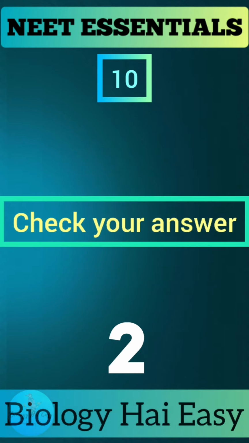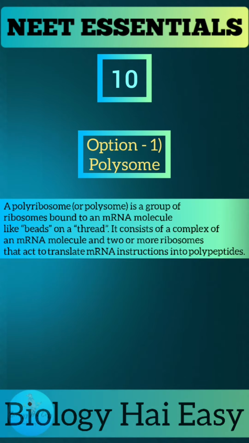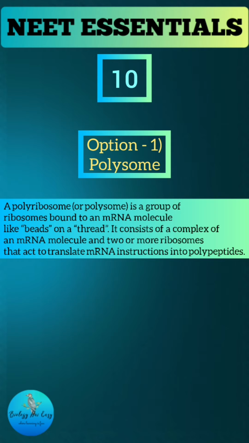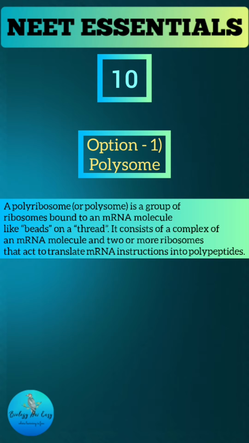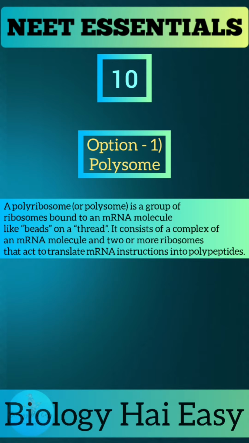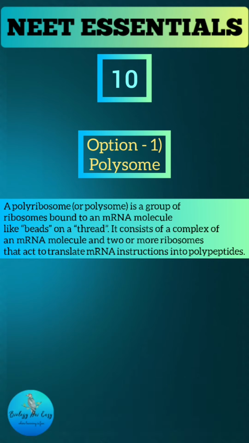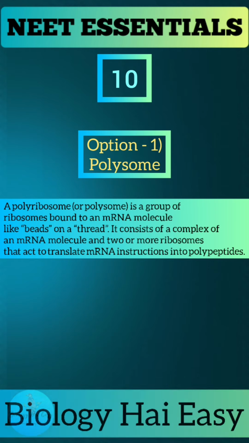So the answer is polysome. A polyribosome is a group of ribosomes bound to an mRNA molecule like beads on a thread. It consists of a complex of an mRNA molecule and 2 or more ribosomes that act to translate mRNA instructions into polypeptides.